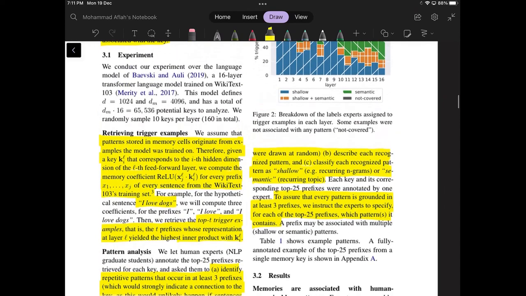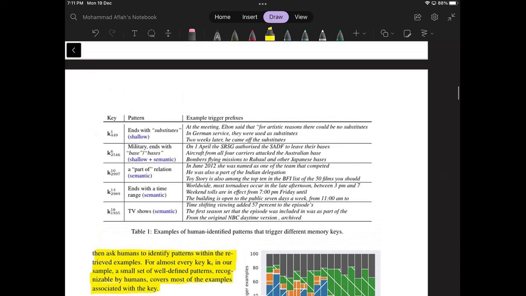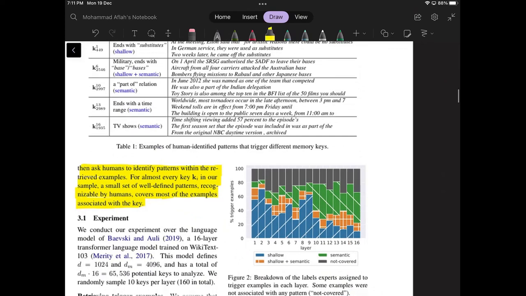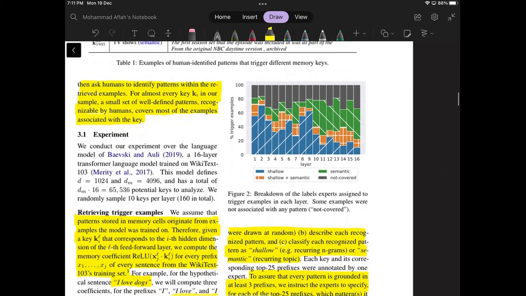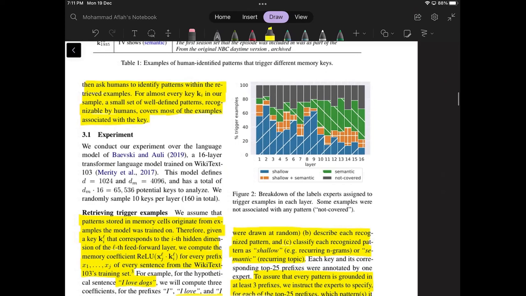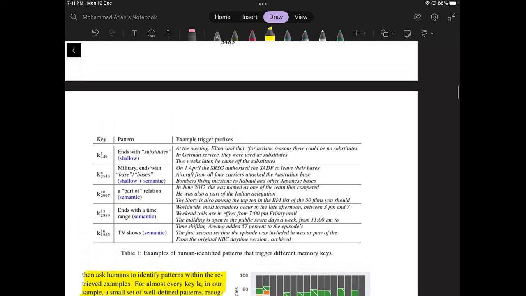And table 1 contains this. So let's have a look. This is the 449th dimension of the first layer, because the superscript is 1, and you can see it ends with substitute. So at the meeting, Elton said that for artistic reasons there could be no substitute, so everything is ending with substitute. Then the 2,456th hidden dimension in the sixth layer ends with bases.